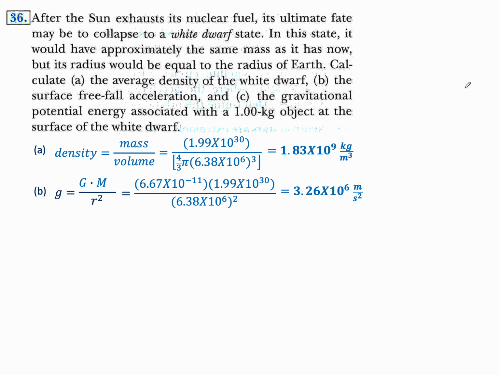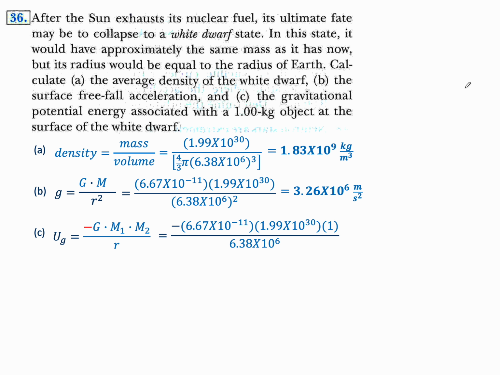C, the gravitational potential energy associated with a 1 kilogram object at the surface of the white dwarf. So here we've got to use GPE on a much larger scale. So negative G times M1 times M2 over R. And plugging in our numbers, mass of the sun, 1 kilogram object at the surface of this planet, and you'll discover its gravitational potential energy is negative 2 times 10 to the 13 joules.